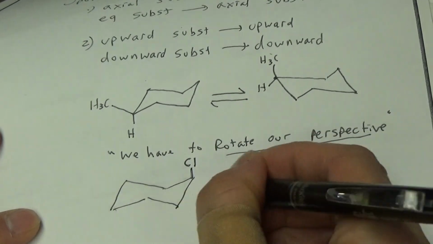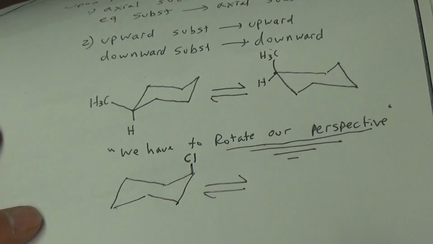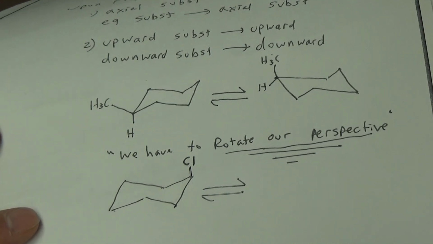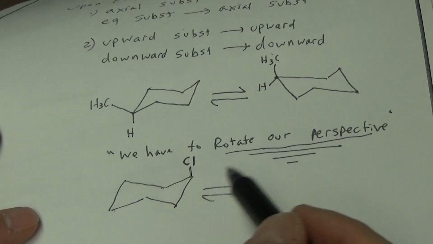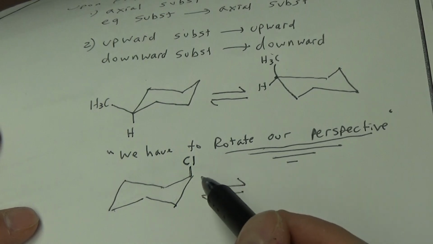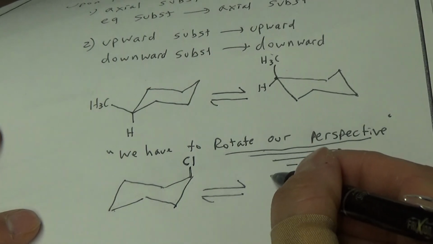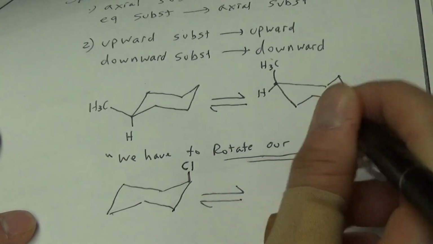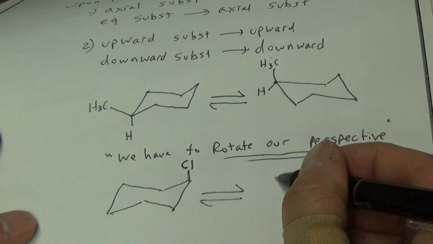Let's flip it. Chlorine and axial, flip it. Where does the chlorine go now? Well, it was up in axial, so over here it should be up and equatorial, right? So let's draw the flipped form.